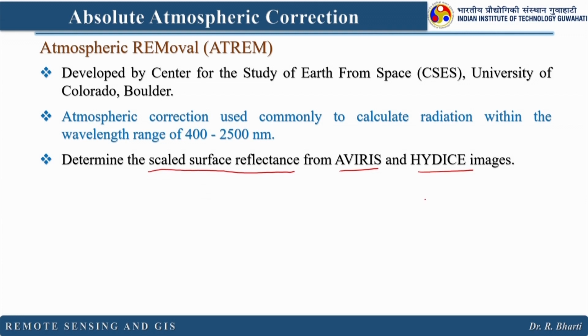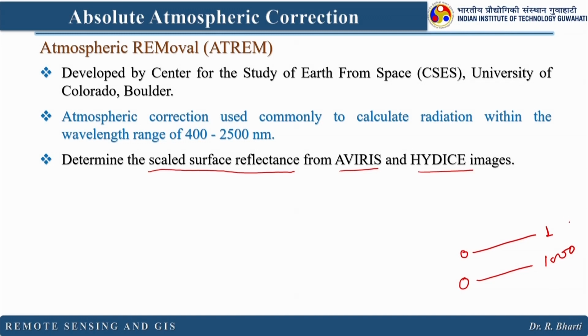So, what do you mean by scaled surface reflectance? The reflectance value is a ratio which is unitless, and the value ranges between 0 to 1, but you can apply some multiplicative factor here and then your range can be 0 to 1000, right, or maybe 10,000 depending upon your multiplicative factor.